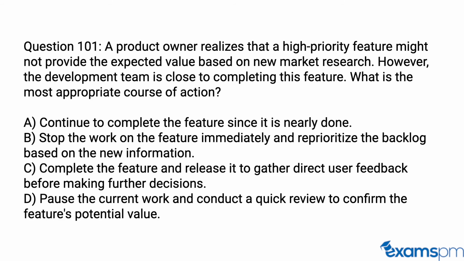Question 101. A product owner realizes that a high priority feature might not provide the expected value based on new market research. However, the development team is close to completing this feature. What is the most appropriate course of action? A. They continue to complete the feature since it is nearly done. B. Stop the work on the feature immediately and reprioritize the backlog based on the new information. C. Complete the feature and release it to gather direct user feedback before making further decisions. D. Pause the current work and conduct a quick review to confirm the feature's potential value.